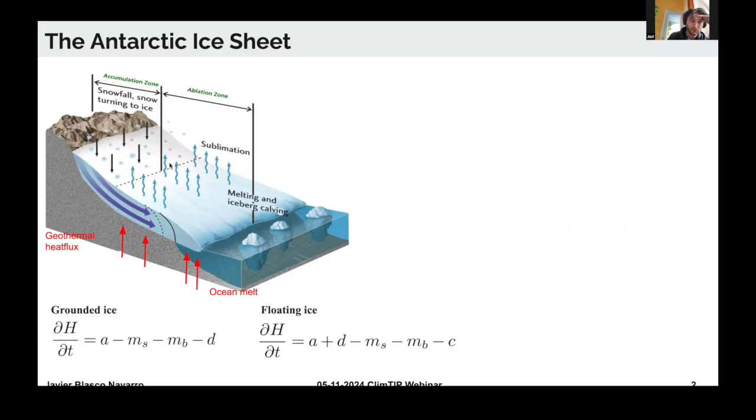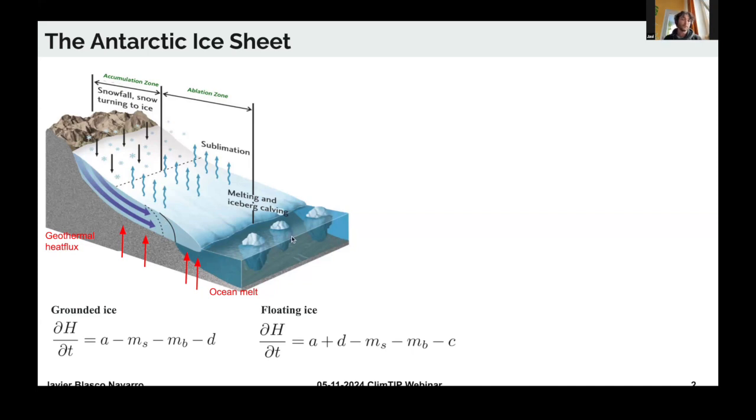So the mass balance of a grounded ice sheet is quite simple. It is equal to the accumulation, so the ice that falls, minus the surface melt. So if temperatures are high enough, it starts to melt at the surface. Minus the basal melt, in this case, because it is grounded ice, it is the melt induced by the geothermal heat flux, so the heat at the base of the bedrock, and minus the ice discharge, so the ice that passes from being grounded ice to floating ice. By the way, the definition between the grounded ice and the floating ice is what we call the grounding line. And in this case, it would be this point here, where grounded ice becomes floating.